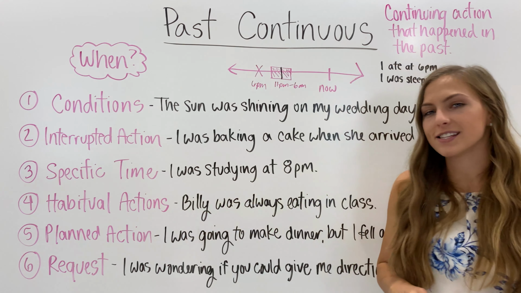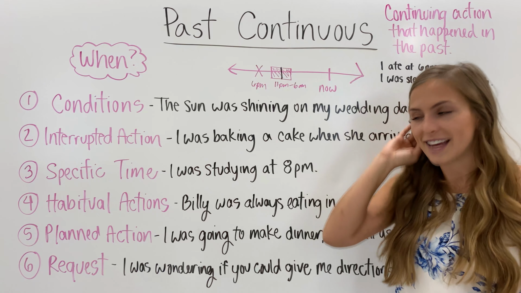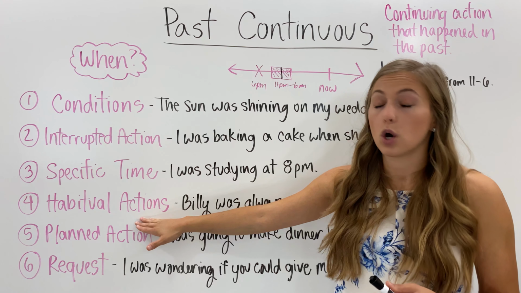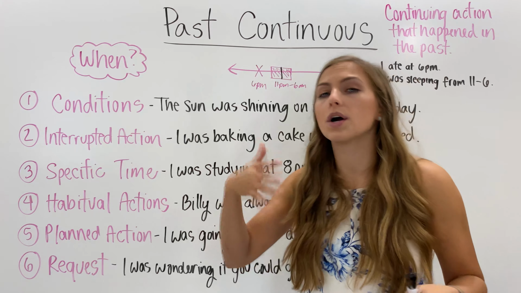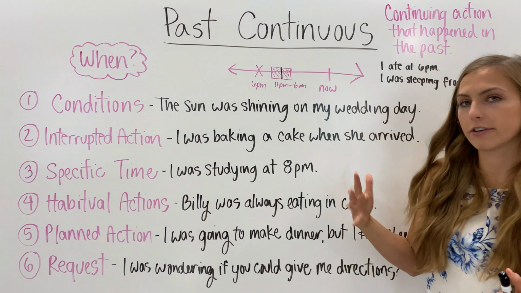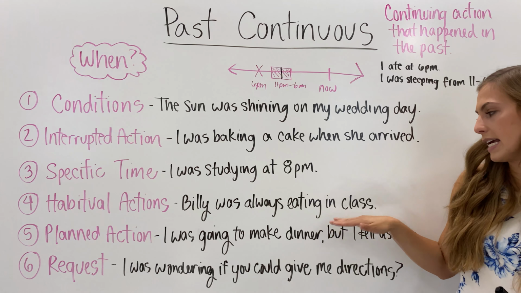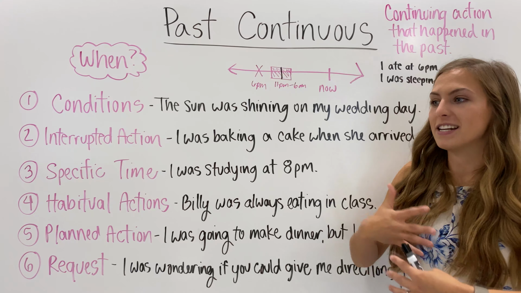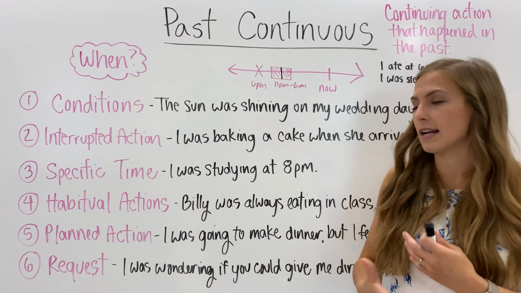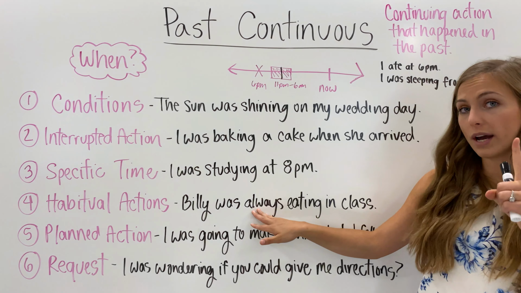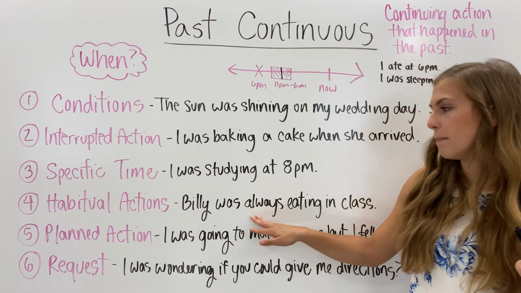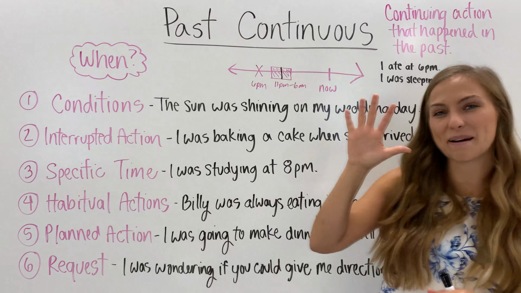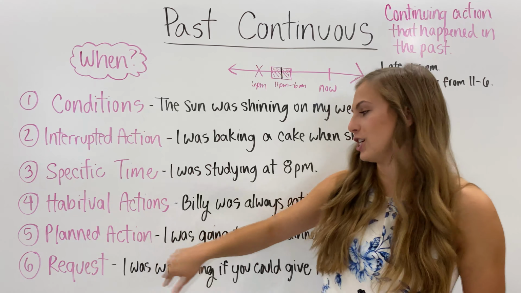Number four, for a habitual action. I talked about this when I did my present continuous tense, but we can use continuous tense to talk about habitual actions, whether it's in the past continuous or the present continuous. All right, for example, Billy was always eating in class. All right, that is a habitual action. That means it is something that occurs often, right? It happens a lot. So when we use always or the word constantly, many times we will use the continuous tense for this.